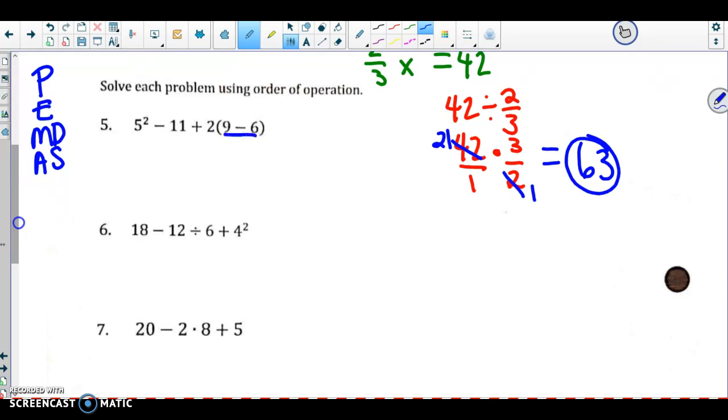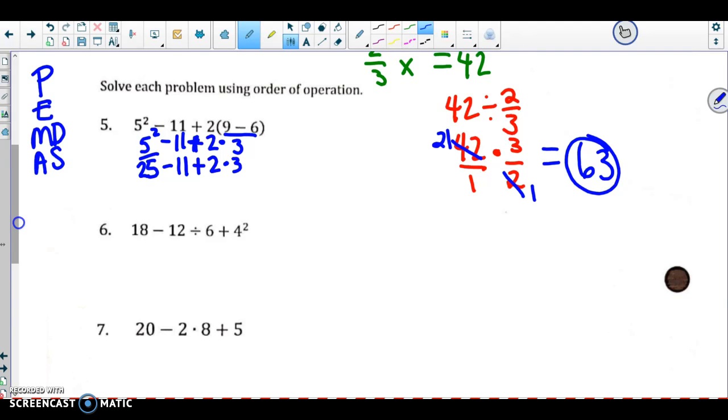So I do have parentheses, so I'm going to start there and get 3. And when I bring everything else down, remember, the 2 next to the parentheses means to multiply, so I'm just going to put a dot there at this point. I'm going to do 5 squared next because I have exponents. So I'd have 25 because it's 5 times 5 minus 11 plus 2 times 3.